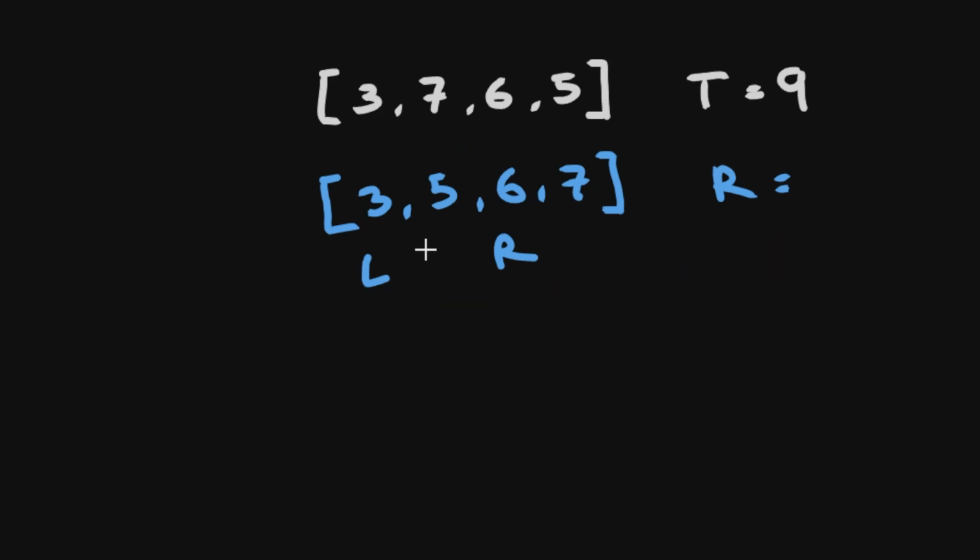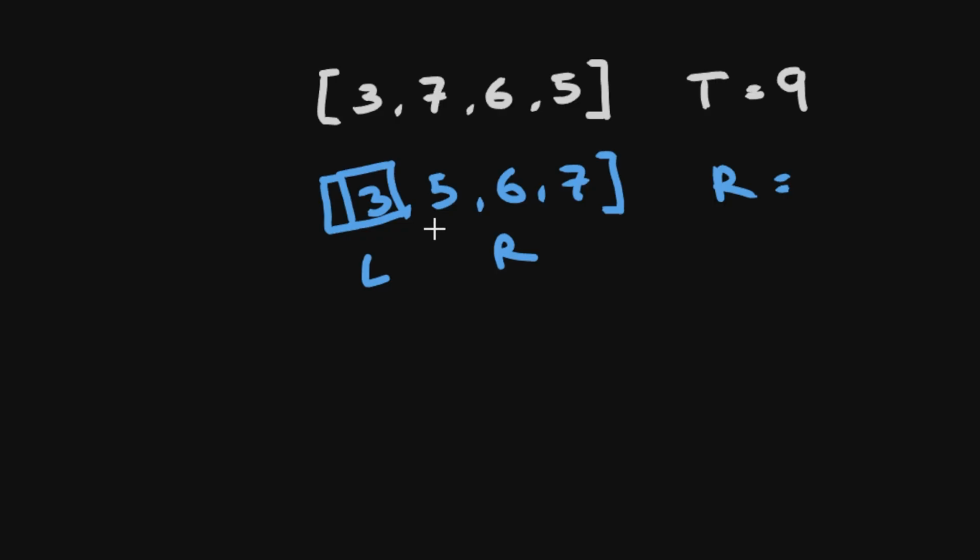And the answer is the following. We know that 3 plus 6 equals 9, meaning it equals the target. So we are about to update the left pointer one step to the right. And before doing this, we need to add every possible subsequence that starts with 3. So this 3 is a fixed value.